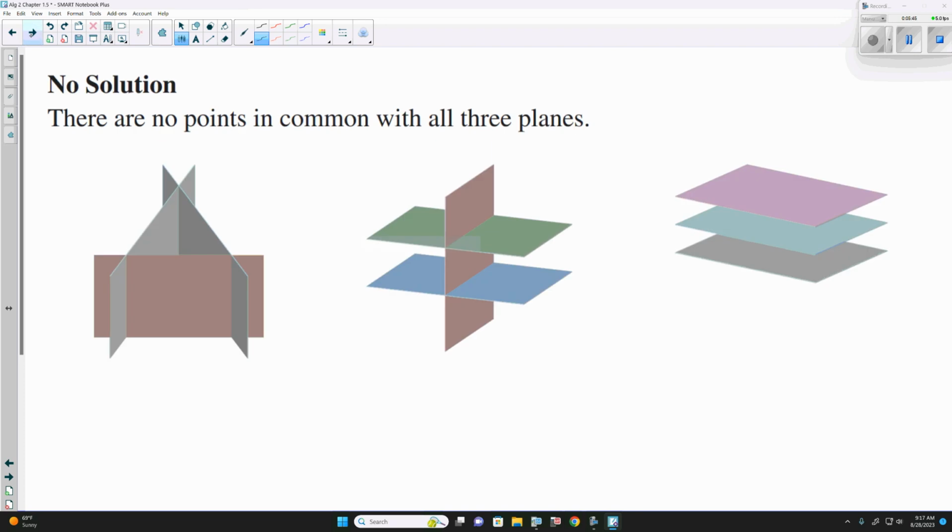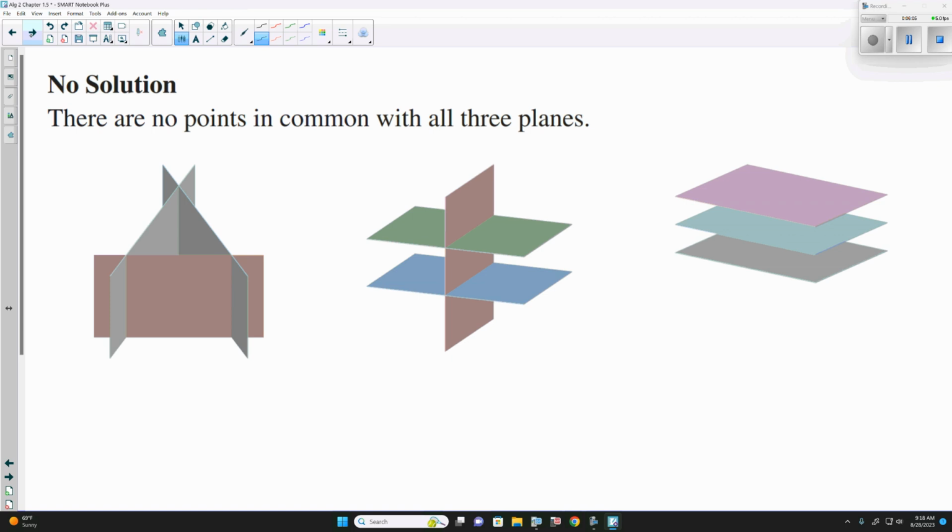Then we also have no solution. And we have these three types. One, all three planes are parallel to each other. They don't intersect at all. Now the other two, we do have intersections, but we don't have one where all three intersect, because it has to be true for all three equations.